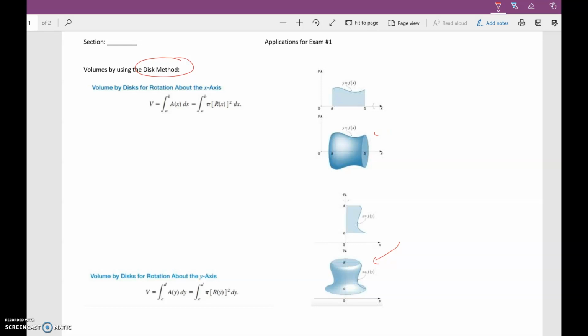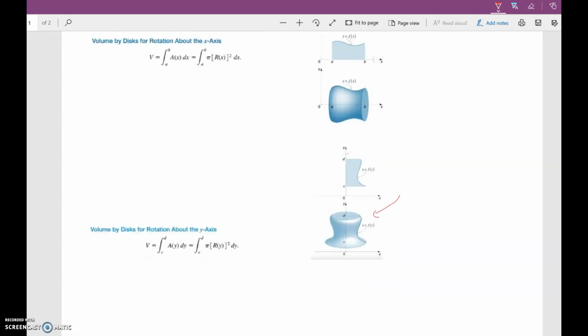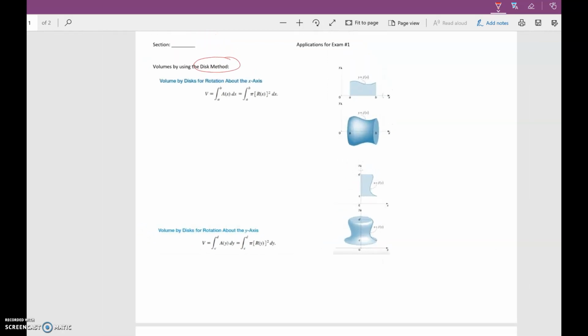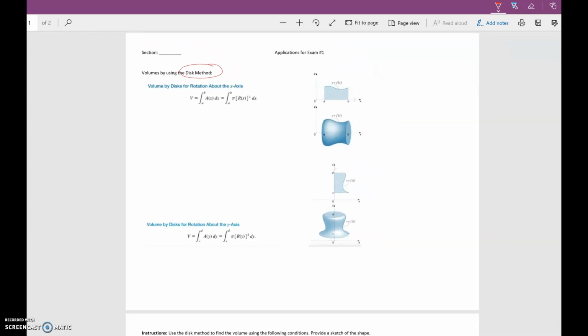You do have to be careful if you're revolving along the y-axis, because you have to be able to express the given function in terms of y's. So you have to be able to solve explicitly x is equal to f of y if you're going to do this one, and if it's not already given in that form. We're doing the disk method, but depending on which type of revolution we're doing, along the x's or the y's, you would be applying one of these formulas.